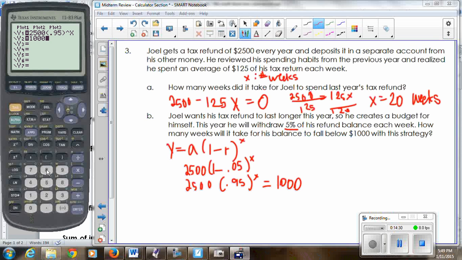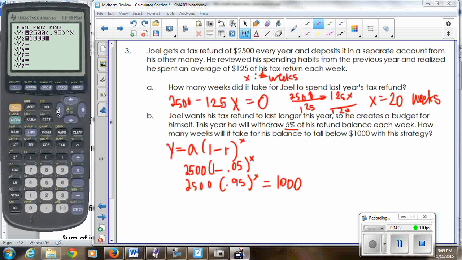So the next step is to find an appropriate window, and I know this is sometimes what people struggle with. If you start with the zoom 6, that's your standard window. You really don't see anything. And if you think about it, x represents time, and y represents the money in the account.